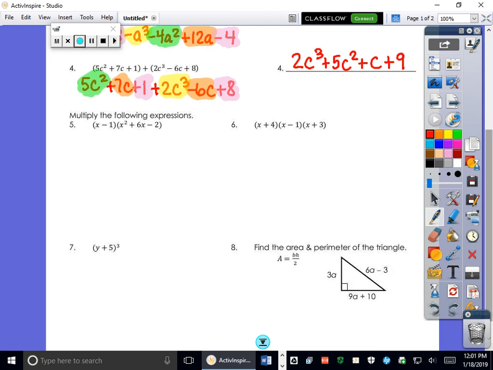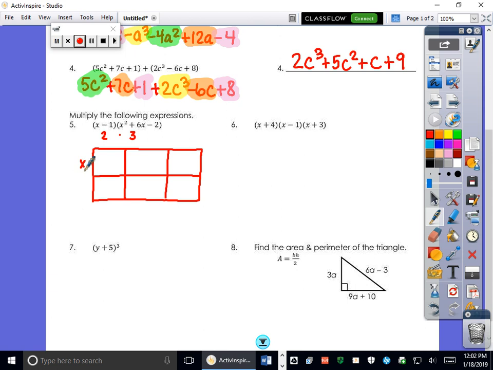Then we're going to move on to multiplication. With multiplication, we're going to do the box method. When you have two terms here, and you're multiplying it by three terms, you're going to make a box that has 2 rows and 3 columns. The 2 rows come from the first 2 terms, and the 3 columns come from the 3 terms that are in that second set of parentheses: the x squared plus 6x minus 2. Please make sure that you put the minus in front of the 2.